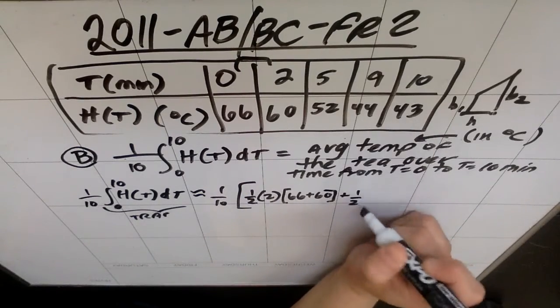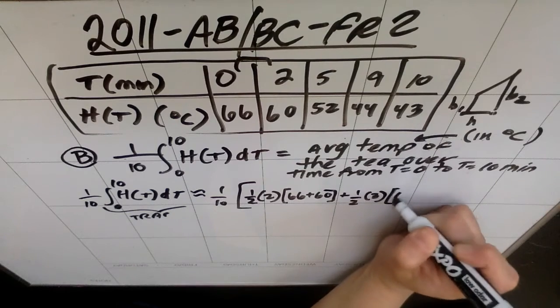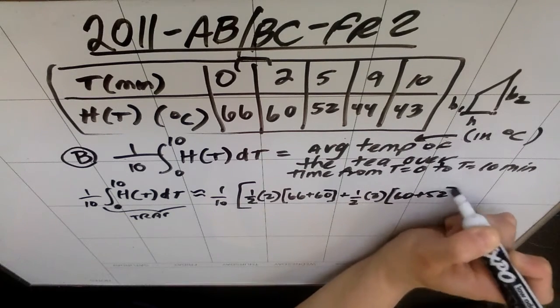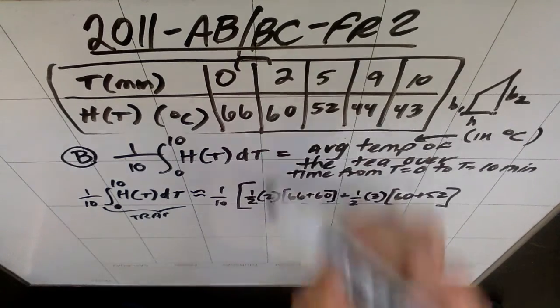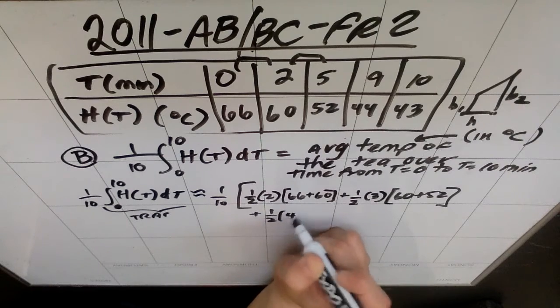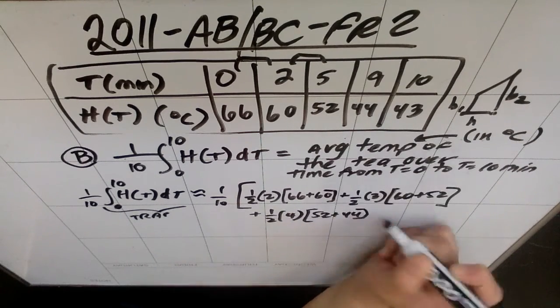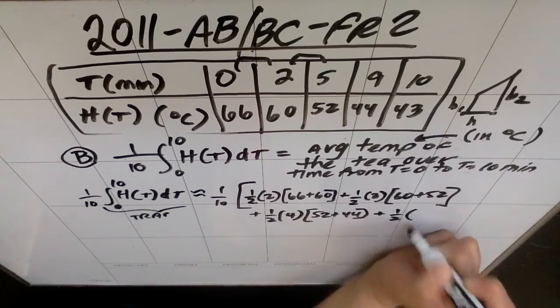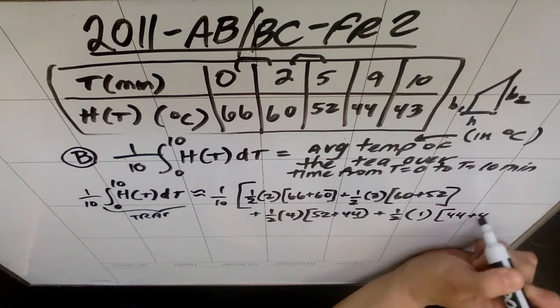The next one's going to be 1/2 the height, which is a 3, right? From 2 to 5 is a 3, times the sum of the bases, which is a 60 plus a 52. And this is probably going to go into 2 lines for me because I didn't give myself enough space, and that's the way it works. The next trapezoid is going to go from 5 to 9, so plus 1/2, the height from 5 to 9 is a 4, and then the sum of the bases will be the 52 plus the 44, right? Plus, the last trapezoid is 1/2, the height from 9 to 10 is a 1, and then the sum of the bases will be a 44 plus a 43.